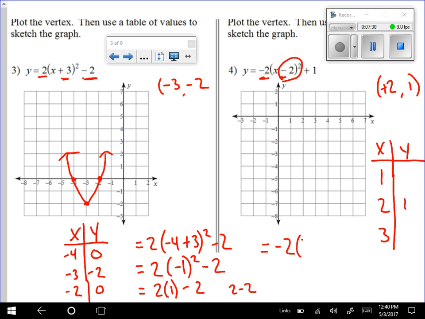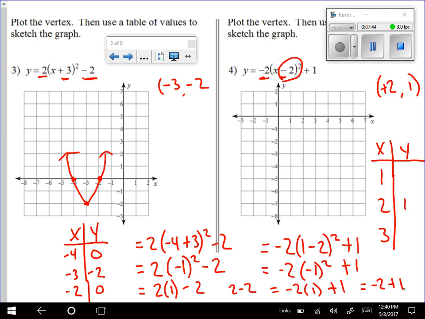So negative 2 times 1 minus 2 squared plus 1. Negative 2 times negative 1 squared. There we go, much better. So negative 2 times 1 plus 1 would give me negative 2 plus 1, or negative 1. Check it with 3. 3 minus 2 is 1. 1 squared is 1. Negative 2 times 1 is negative 2 plus 1 would also be negative 1.